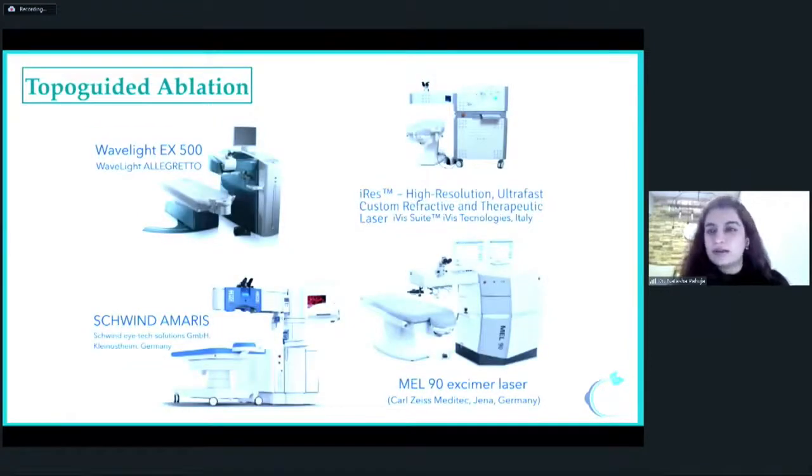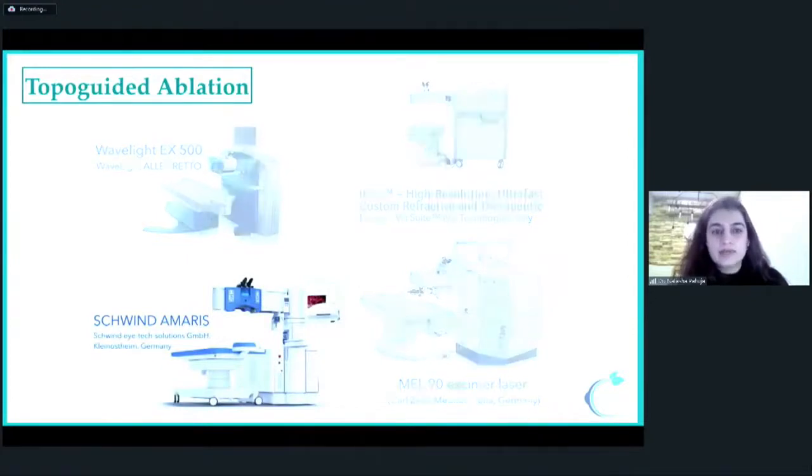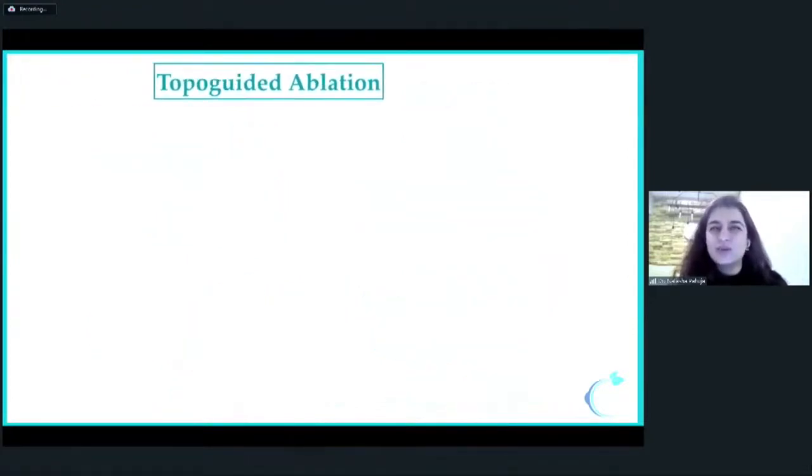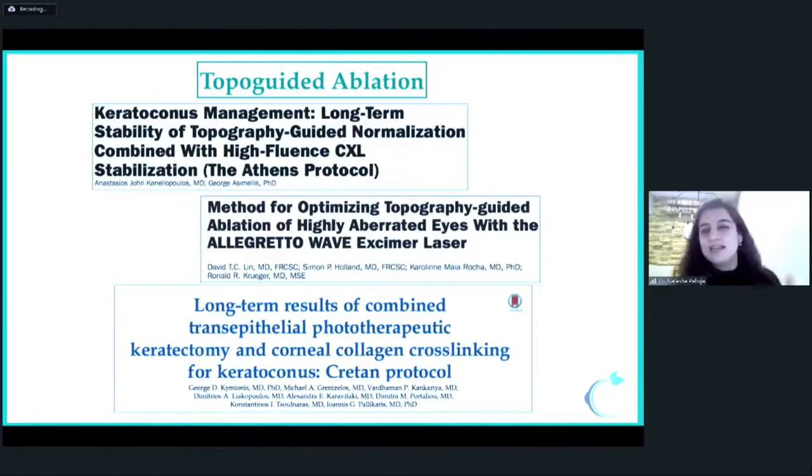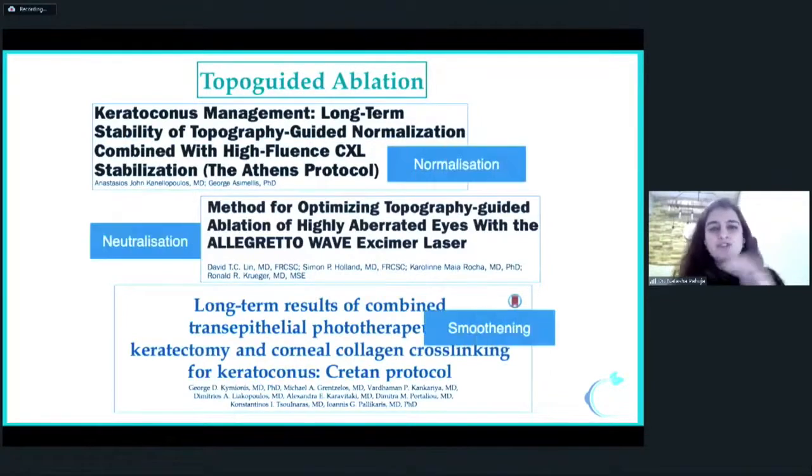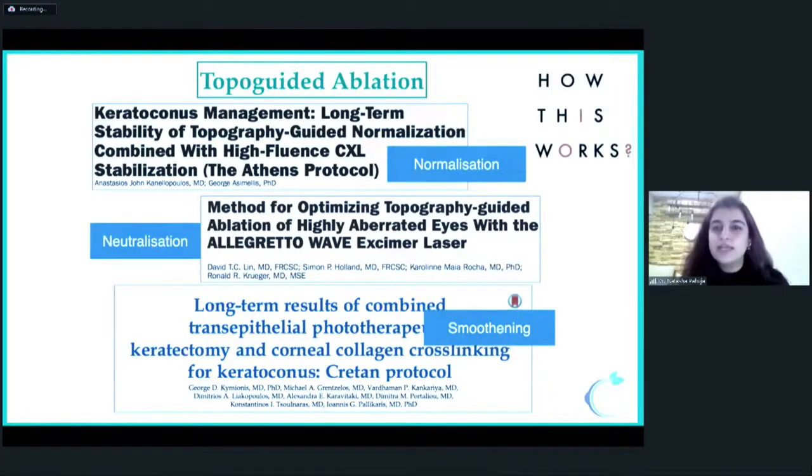The machines that are available that can provide a topo-guided ablation are such. I'm going to concentrate on two machines, which are Wavelight and Schwind-Amaris. Starting with the Schwind-Amaris, what essentially is topo-guided ablation, very simply, as has been mentioned by Dr. Goel, is normalization or neutralization or smoothing. You can call it anything that you want. Basically, we are recontouring the surface to make it slightly smoother.